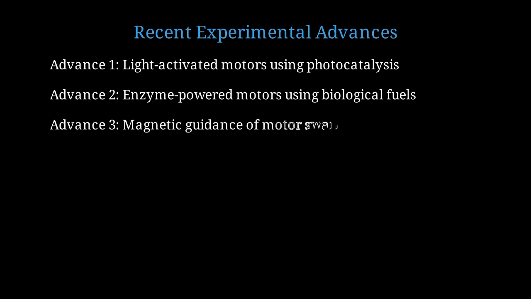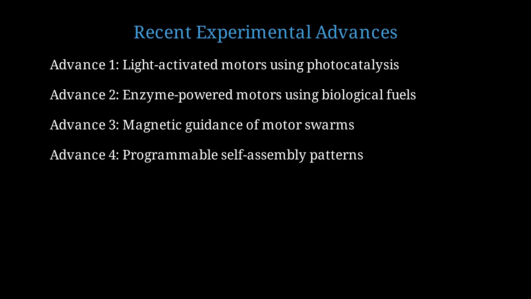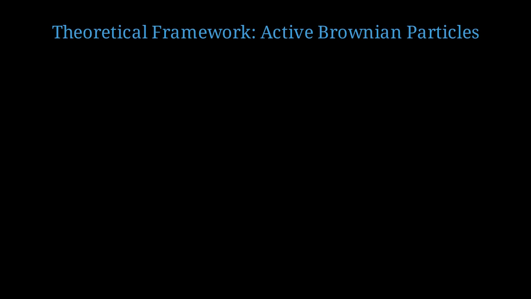Combining magnetic particles with catalytic motors allows guidance using external magnetic fields. This hybrid approach enables directed navigation of motor swarms. By carefully tuning motor shapes and surface chemistry, researchers can program motors to self-assemble into specific patterns like chains, sheets, or three-dimensional structures. Let me introduce the minimal theoretical model used to describe these systems, the Active Brownian Particle model.